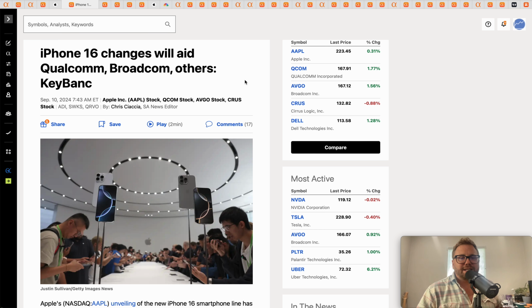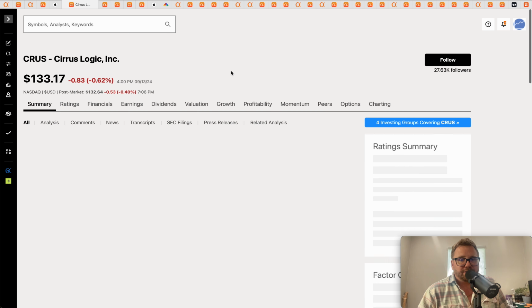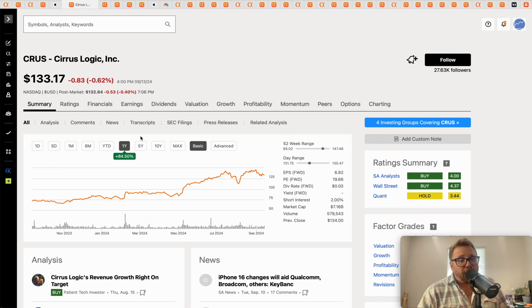Now, changes inside of the iPhone 16 will aid companies like Qualcomm, Broadcom, and others, although I would hesitate to buy a company just because it supplies Apple. That is because Apple squeezes the neck, particularly of smaller suppliers like this Cirrus Logic. Now, over the past year, shares have done beautifully, up over 84%, certainly exceeding the performance of Apple.